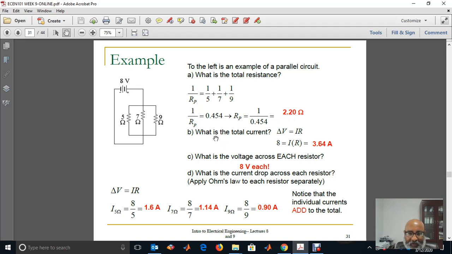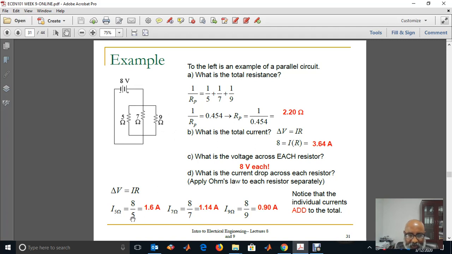What is the total current? From Ohm's law, very easy. The total voltage equals the total resistance times the total current. Therefore, the total voltage is 8. The total current equals the total voltage divided by the total resistance, which is 8 divided by 2.2, which is equal to 3.64 ampere. What is the voltage across each resistor? Because it's a parallel circuit, the voltage is 8 volt.